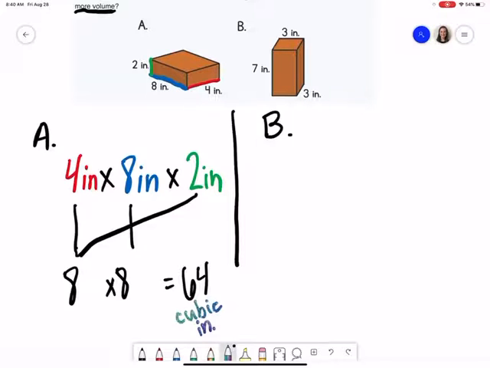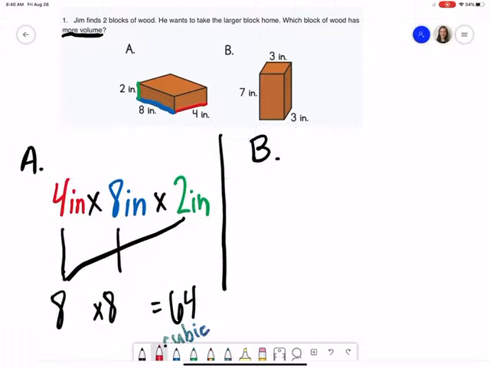All right, now let's look at B. Okay, we're going to do the same thing. We're going to find the length, the width, and the height. So let's start with length. Our length here is 3. Our width is 3. And our height is 7.